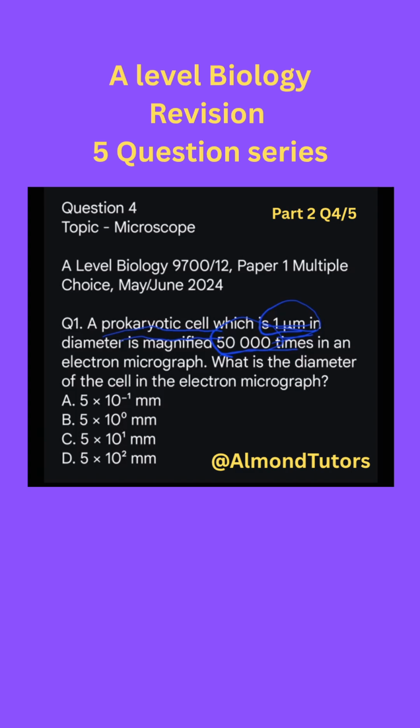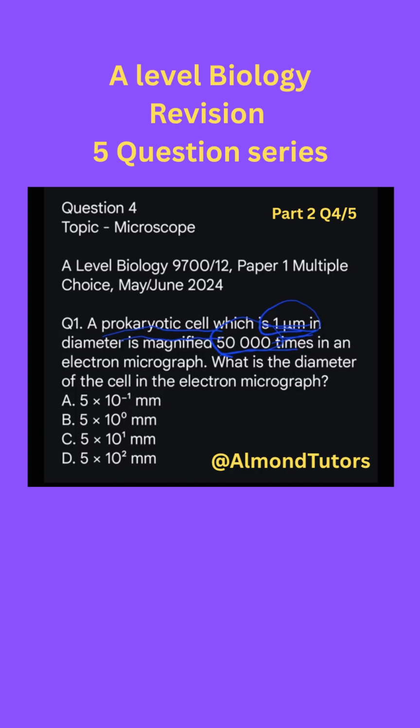In this case, 1 micrometer times 50,000 will be 50,000 micrometers. However, I have an issue because the options given as the answers are all in millimeters. So you have to first notice that before you pick an option. I have 50,000 micrometers, so you have to convert that to millimeters.